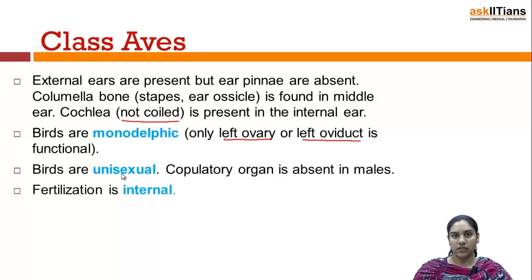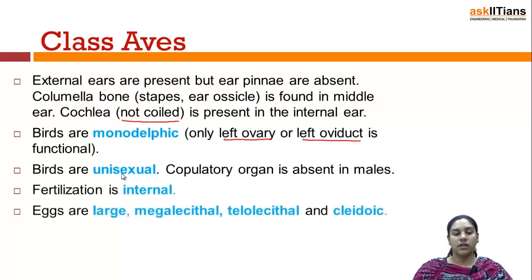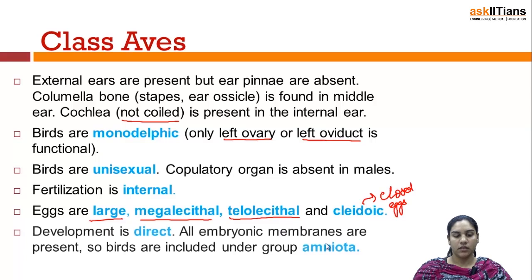The fertilization is internal, and the eggs of the birds are large, megalecithal, which means having a large amount of yolk, and telolecithal, which means that the yolk is concentrated only at one end. The birds also have cleidoic eggs, which means closed eggs. The development is direct, which means no larval stage is present. All embryonic membranes are present. So birds are included under the Amniota group.